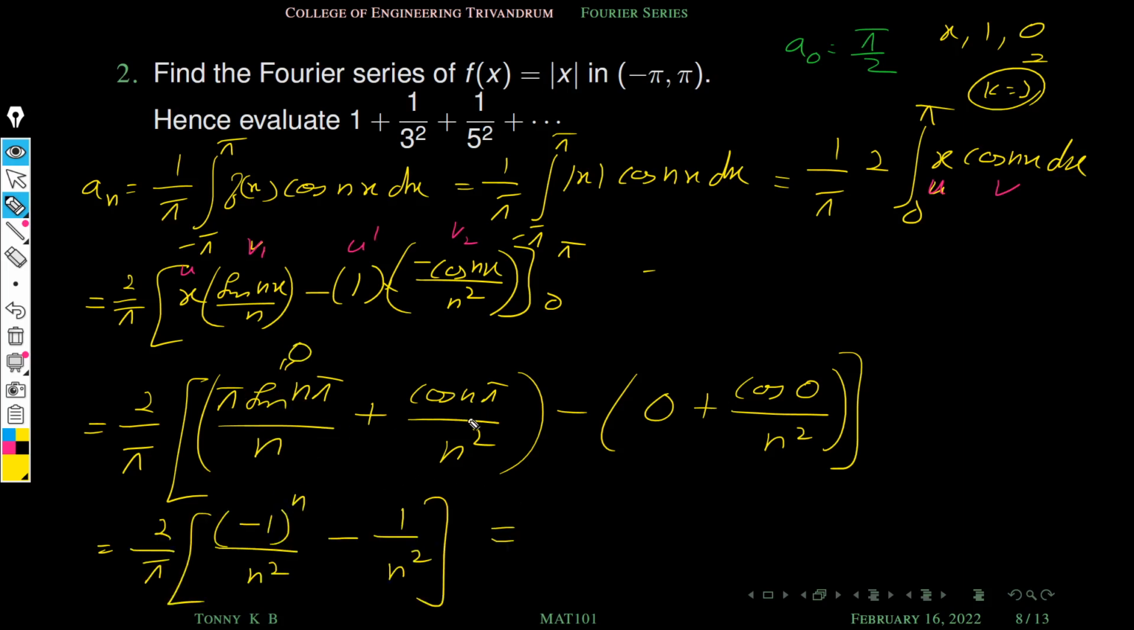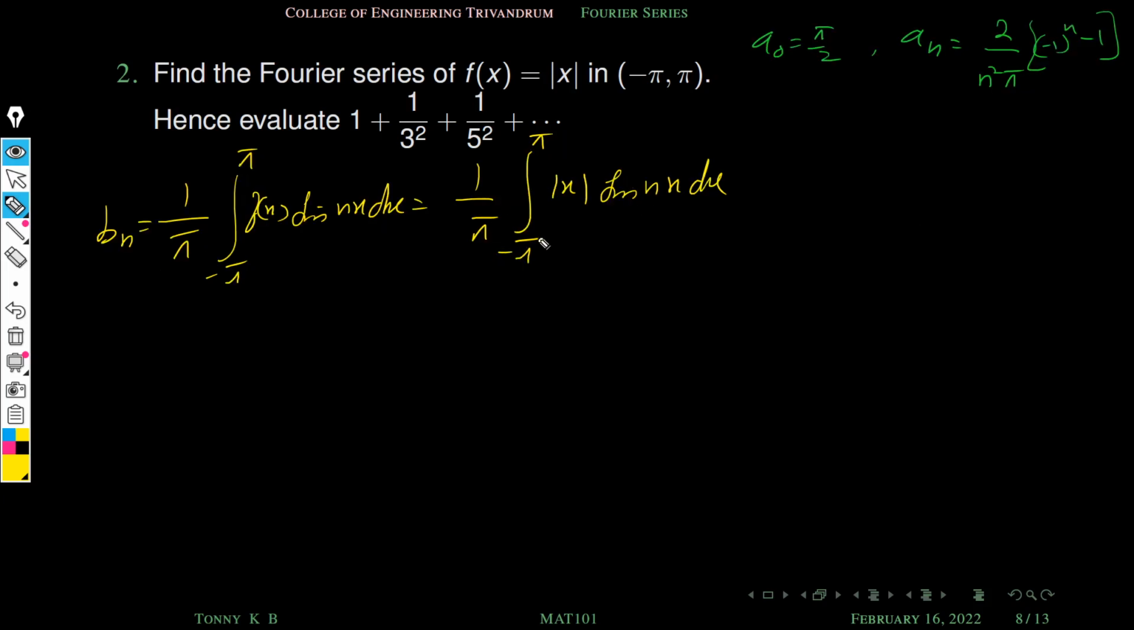Also, what is cos n pi? Cos n pi is minus 1 raised to n. So this expression becomes minus 1 raised to n by n square, minus cos 0 is 1, so 1 by n square. n square is common, you can take it outside. So this becomes 2 by n square pi into minus 1 raised to n minus 1. So this is our an.